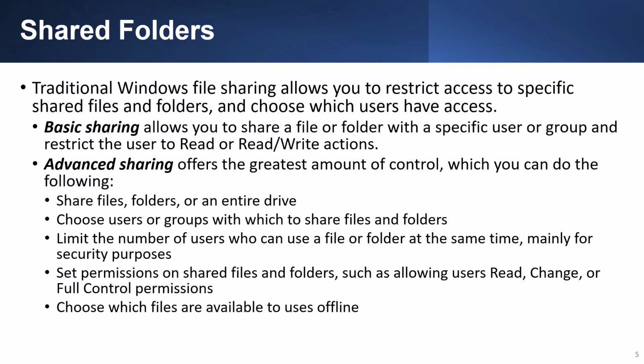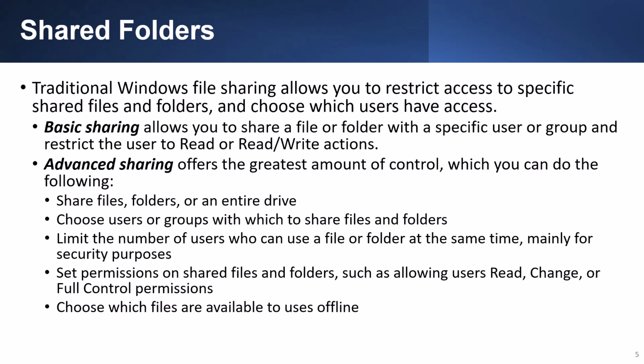Traditionally, Windows file sharing allows you to restrict access to specific shared files and folders and choose which users have access. Basic sharing allows you to share a file or folder with a specific user or group and restrict the user to read or read-write actions. Advanced sharing offers the greatest amount of control, with which you can do the following: share files, folders, or an entire drive, choose users or groups with which to share files and folders, limit the number of users who can use a file or folder at the same time, mainly for security purposes, set permissions on shared files and folders, such as allowing users read, change, or full control permissions, and choose which files are available to use offline.